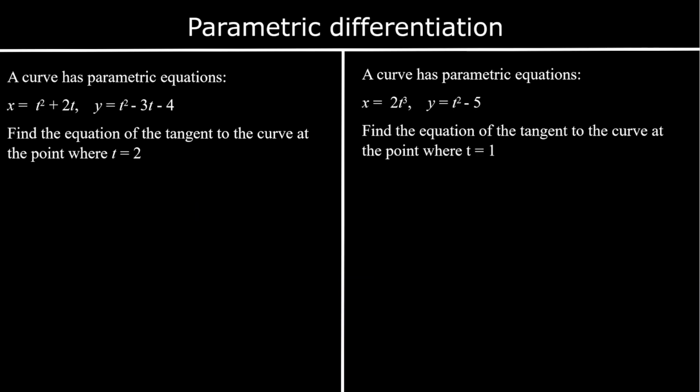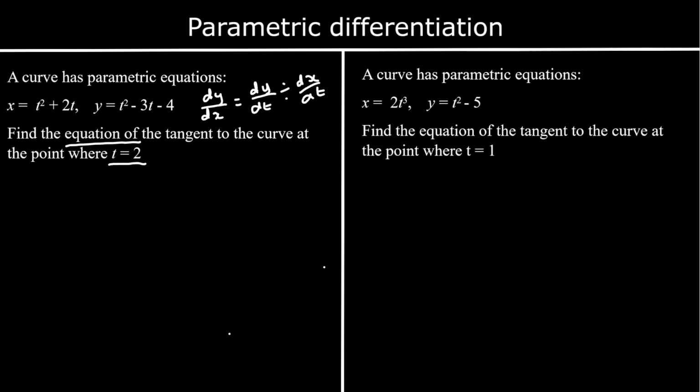Another question. A curve has parametric equations x equals t squared plus 2t, y equals t squared minus 3t minus 4. Find the equation of the tangent to the curve when t equals 2. So we're going to say that dy/dx is dy/dt divided by dx/dt again. We're also going to need to know a coordinate on the tangent. So when t is 2, we're going to find the x and y coordinates by substituting them in. So let's do that first.